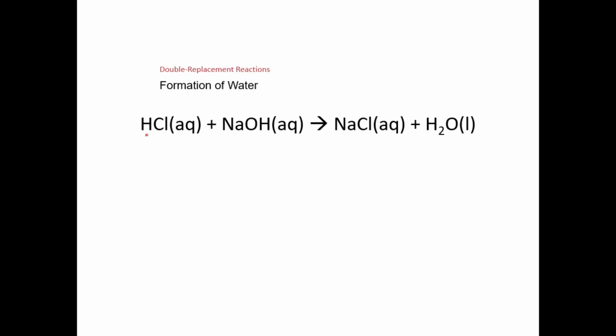Control P for pen. Hydrogen and sodium are switching spots. Hydrogen was with the chlorine, and now it ends up with the hydroxide, and so we end up with this HOH, which I think you might recognize as H2O, which is water. And so hydrogen was with the chlorine, and now it's with this hydroxide here. So that's right here. Sodium was with the hydroxide, now it's with the chloride, NaCl. So 2 aqueous substances combining to form an aqueous substance and water.